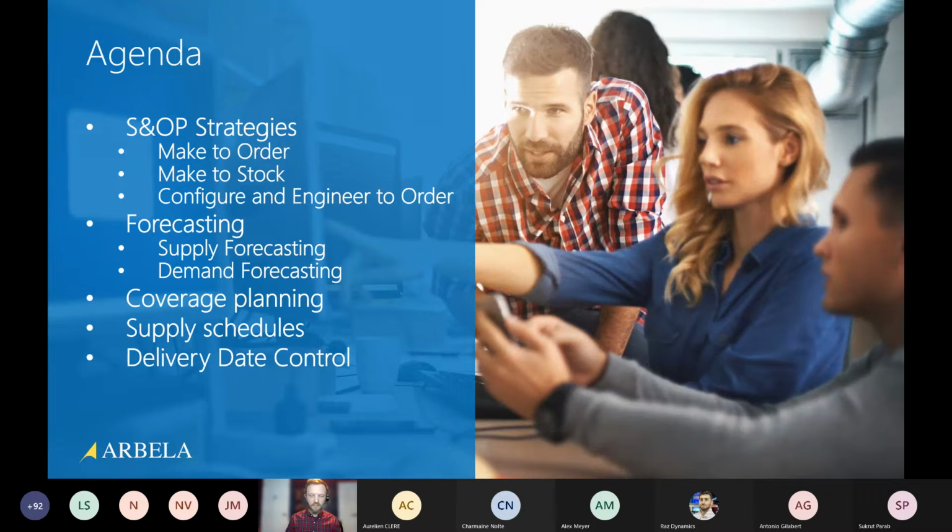A little bit about our agenda today. We're going to start off with S&OP strategies, what you need to think about when you're implementing Dynamics, because it's not just aligning the right tools or having the tools do calculations for you. It's having those tools actually match what you're trying to achieve as a business. Are you trying to reduce inventory? Are you trying to reduce lead times?